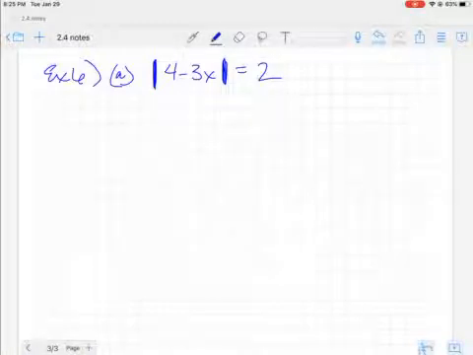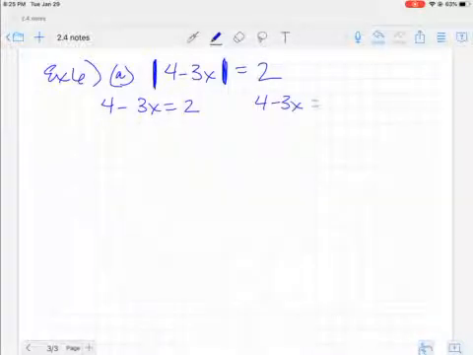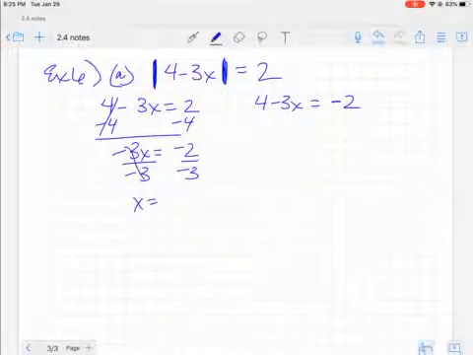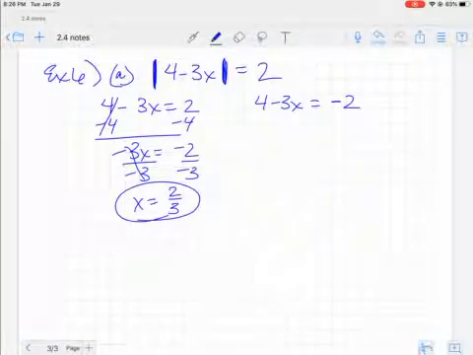So, absolute value, I know I'm splitting it up. So I end up with 4x, sorry, that's wrong. Try again. 4 minus 3x equals 2, and 4 minus 3x equals a -2. Splitting it into the positive and the negative. Then solve. Subtract 4 from both sides. -3x is equal to a -2. Divide both sides by a -3. Negative divided by a negative is a positive. So one value is 2/3.